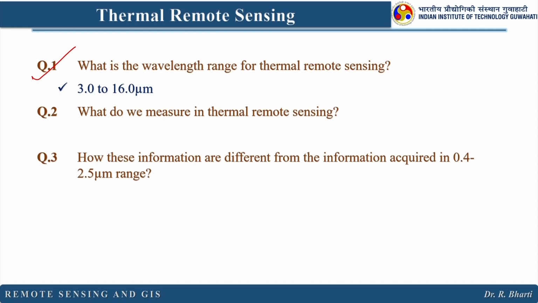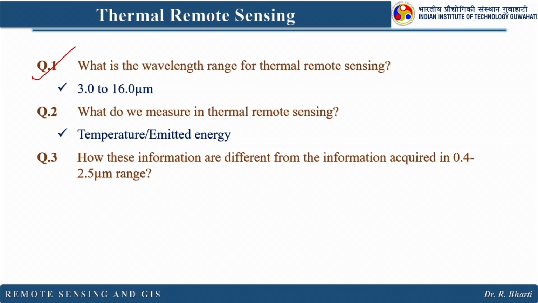So the range will be 3 to 16 micrometer. In some books you may find that 2.5 to 14 micrometer or 2.5 to 16 micrometer is the thermal range. But remember, this 2.5 to 3 micrometer wavelength has both emitted and reflected information, and the atmospheric window is not good there. So generally we avoid this 2.5 to 3 micrometer range, and in general 3 to 16 micrometer is considered the thermal remote sensing wavelength range.